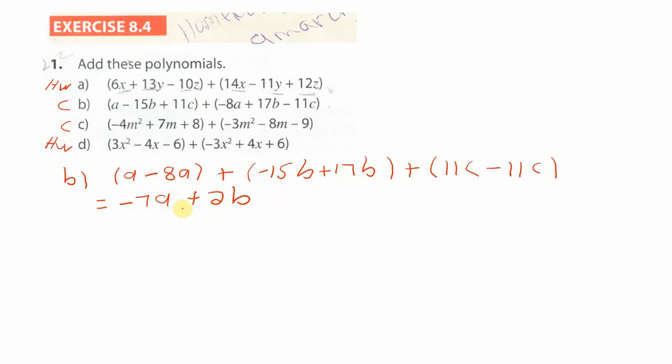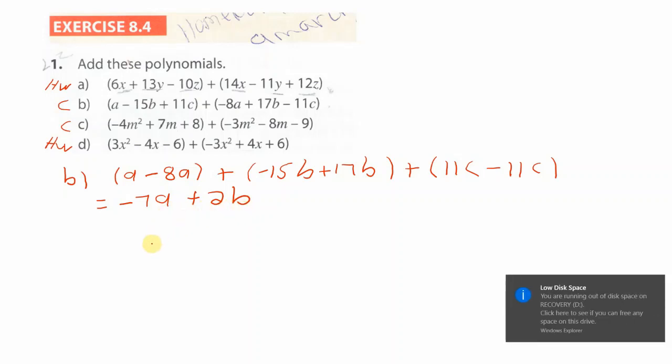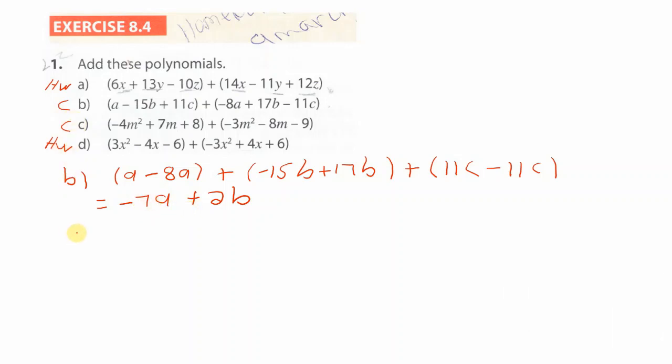So we can't simplify this anymore because we have a's and b's, they are not the same, they are unlike terms, we cannot add unlike terms. So that's the final answer. So let's just do another one, number C.